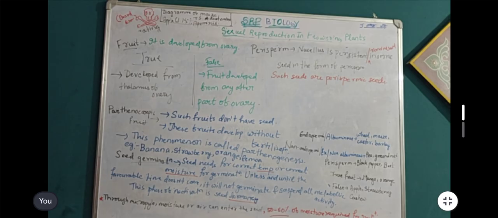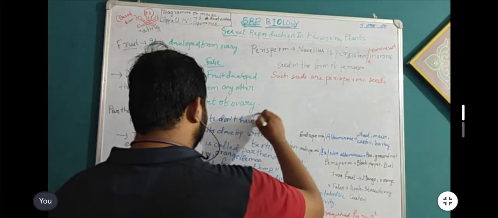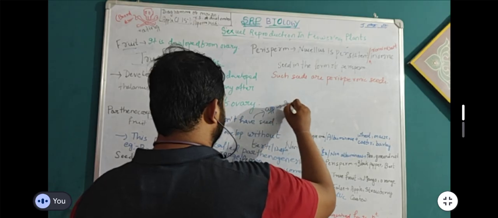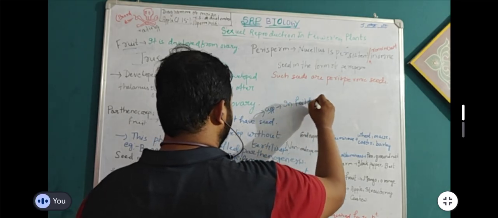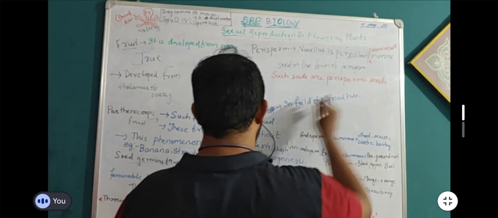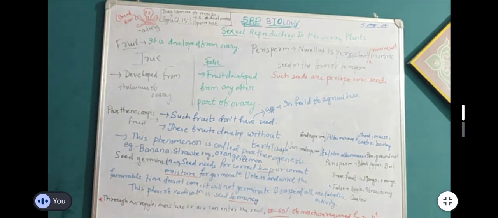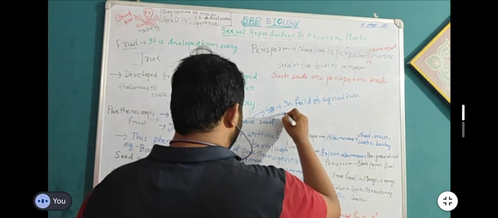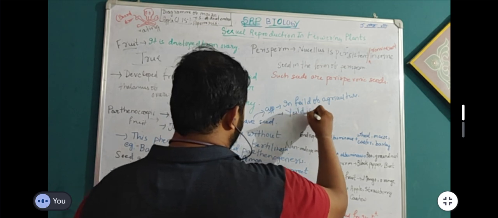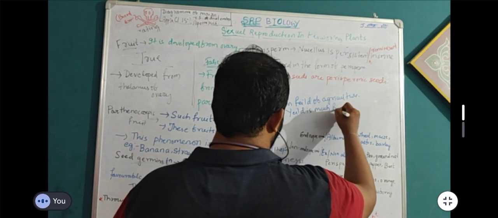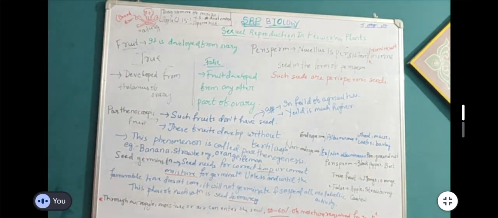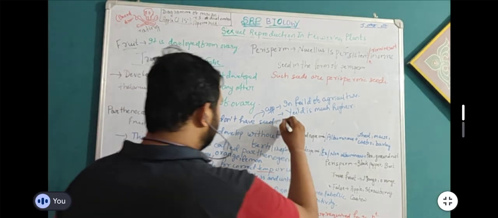So parthenogenesis has very high demand. What is its application? Application in the field of agriculture. As you know, parthenogenesis is an asexual mode of reproduction because here no fertilization is there. So the yield is much higher. At the same time, you can produce a higher number of fruits, and cost is also low.